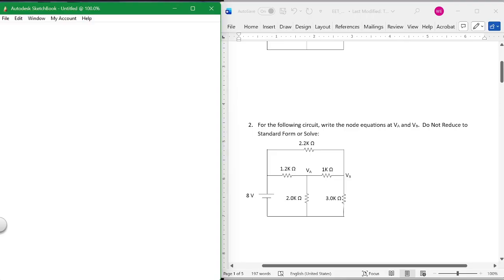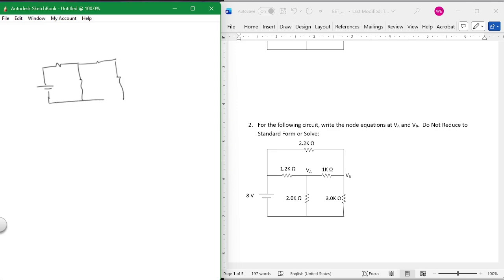Here, you have to physically look at it, and I hopefully gave you the benefit of the doubt of different paths. Here's your VA and your VB. And this is not an easy one. I didn't give you an easy one. I gave you one that has a little bit of difficulty to it. This is your VA. This is my VB. This is 1.2K, 1K, 2.0K, 3.0K, and 2.2K, and 8 volts.